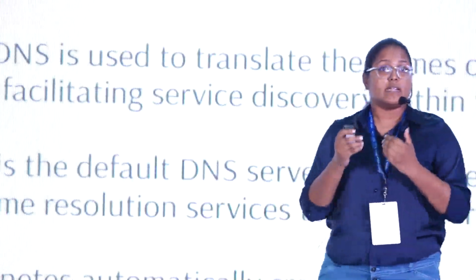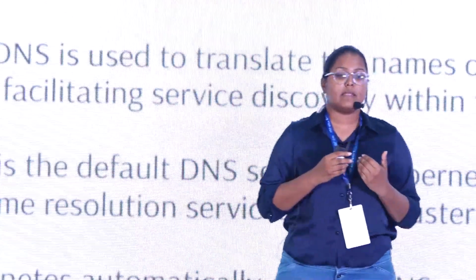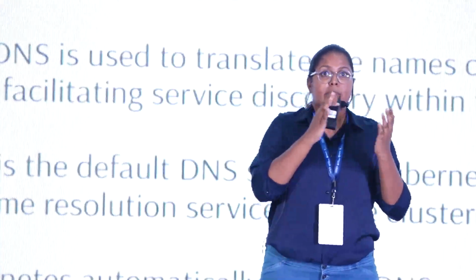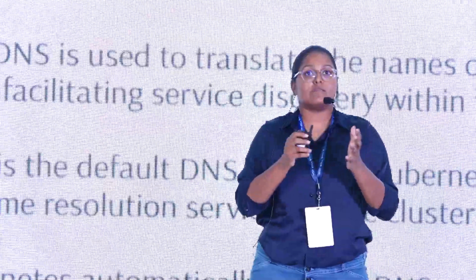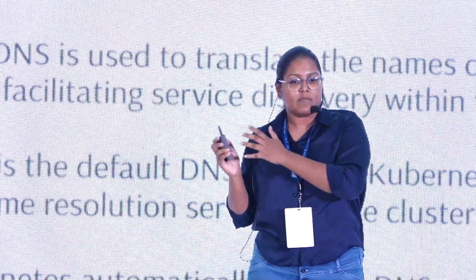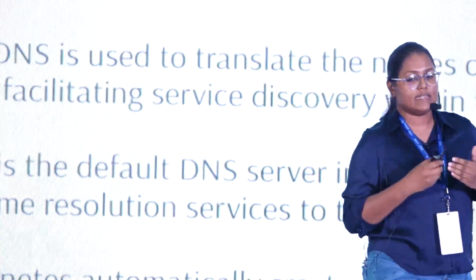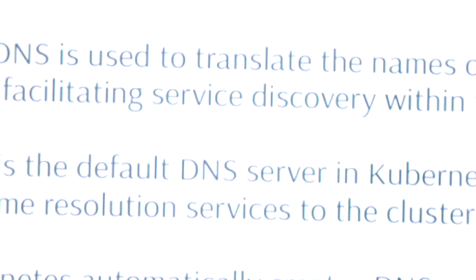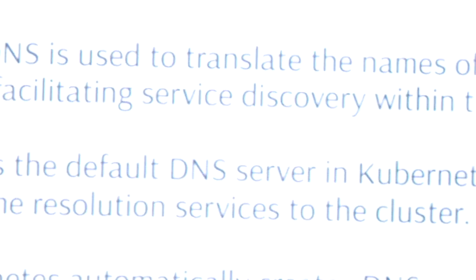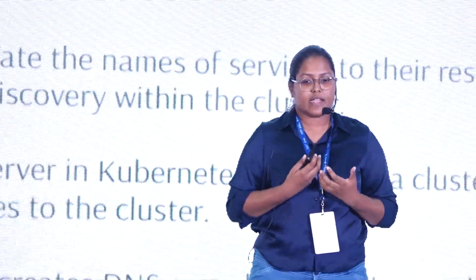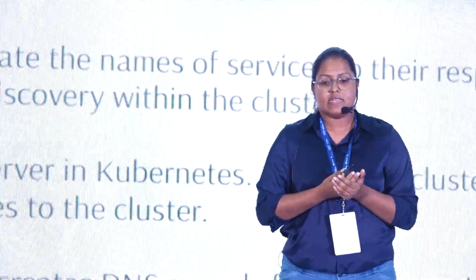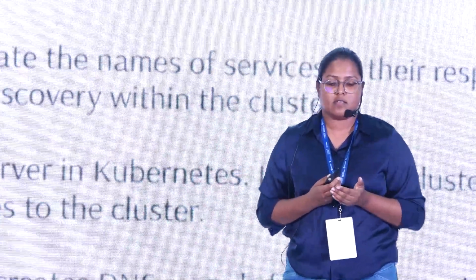DNS in Kubernetes: with the DNS service, we can basically map these service names into service IPs. So we have CoreDNS running, which is the default DNS server for Kubernetes. It runs as a cluster add-on and provides DNS name resolution to the cluster.